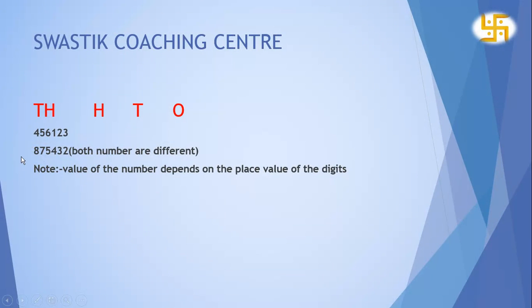Look at these two numbers. The first number is 456123. The second number is 875432. Are both numbers the same? No, both are different because the value of a number depends on the place value of its digits.